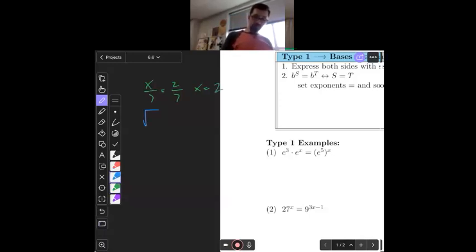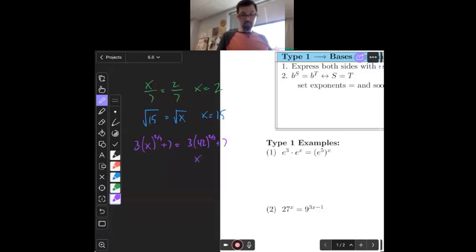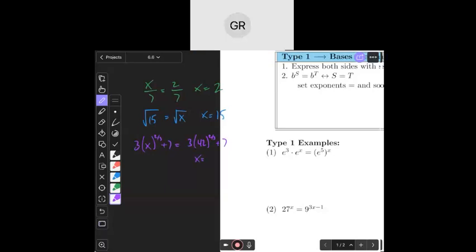All right, Grant, here it is. If the square root of 15 is equal to the square root of x, what's x equal to? 15. All right, Grant, third time's charm. If 3 times x to the 2/3 plus 7 is equal to 3 times 42 to the 2/3 plus 7, what's x equal to? 42. There you go.